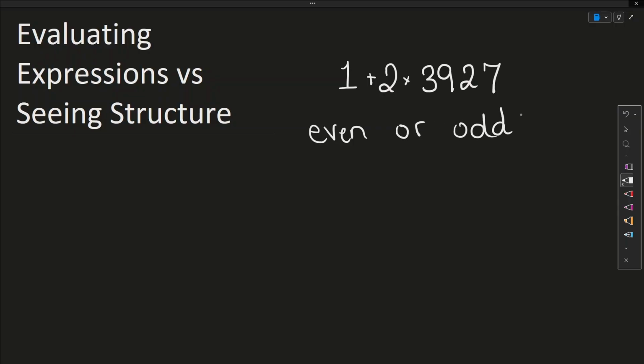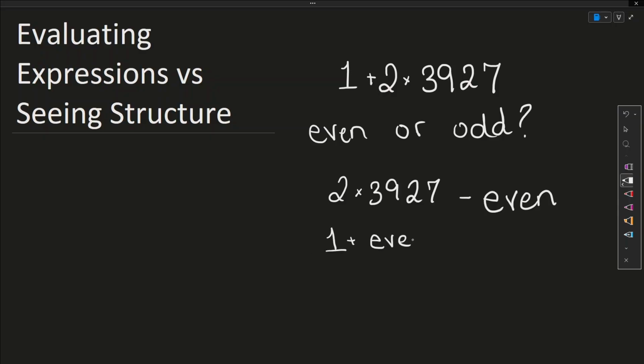Well, we could calculate this, but let's pause and look at the structure. 2 times 3,927 will be even because it's 2 times a whole number, and 2 times any whole number gives us an even number. So now what we really have is 1 plus an even number, and an even number plus 1 is odd. So this expression, 1 plus 2 times 3,927, is odd.